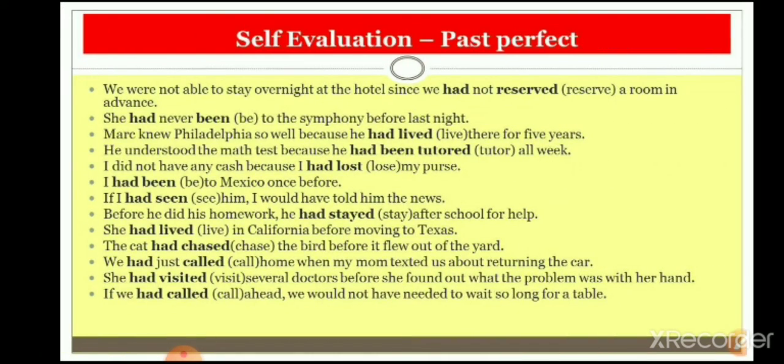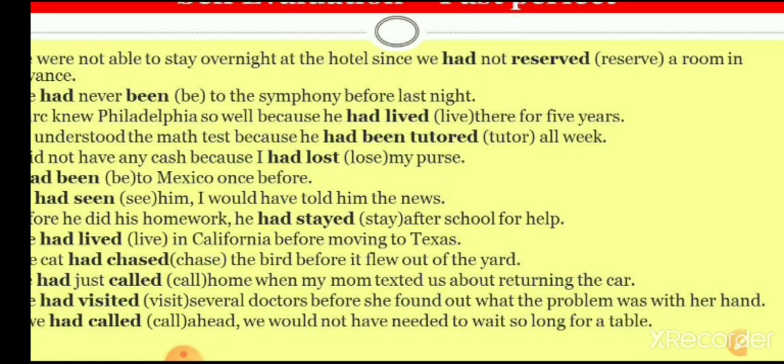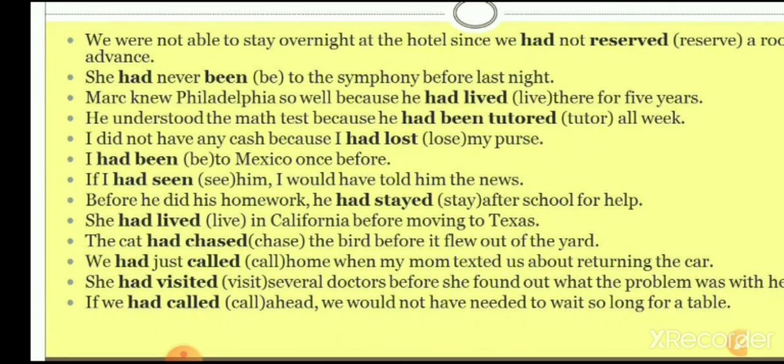Let me give the answer. We were not able to stay overnight at the hotel since we had not reserved a room in advance. She had never been to the symphony before last night. Mayor knew Philadelphia so well because he had lived there for 5 years. He understood the math test because he had been tutored all week. I did not have any cash because I had lost my purse.